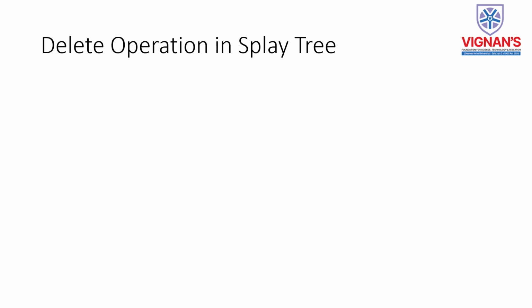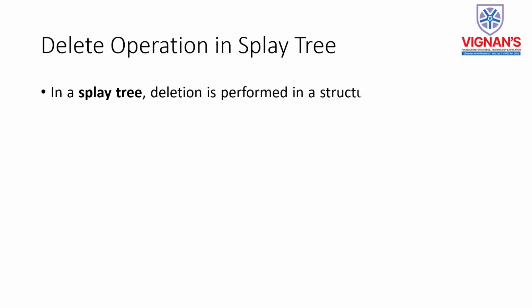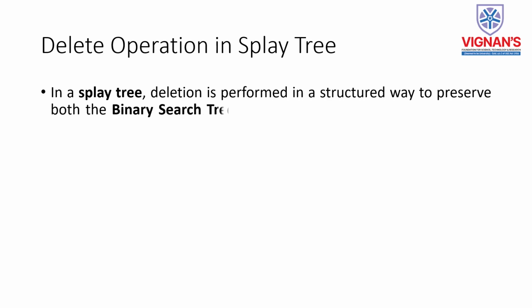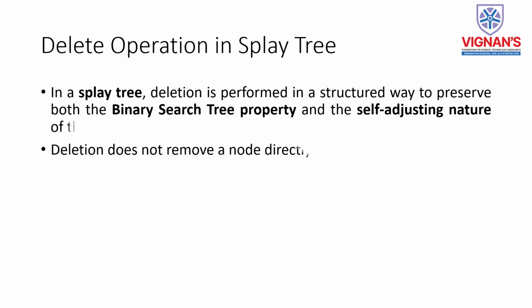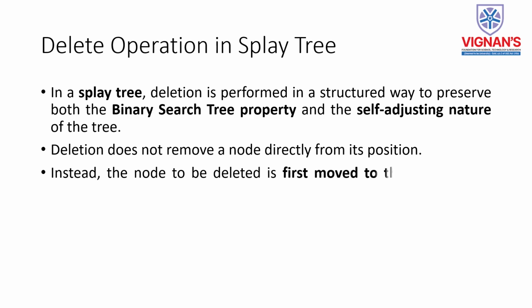Coming to the delete operation in splay tree. It is performed in a structured way to preserve both the binary search tree property and the self-adjusting nature of the tree. Deletion in a splay tree is carefully designed so that the binary search tree rules are maintained while keeping the tree self-adjusting. Deletion does not remove a node directly from its position. The node is not deleted immediately from where it is found in the tree. Instead, the node to be deleted is first moved to the root using a splay operation. Before deletion, the node is brought to the root position by applying splay rotations.